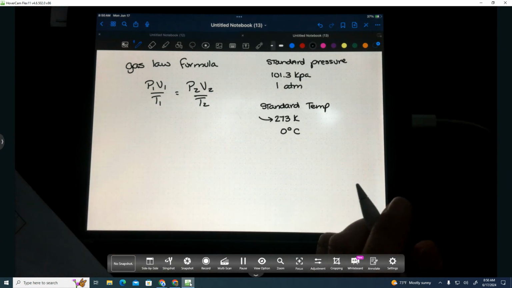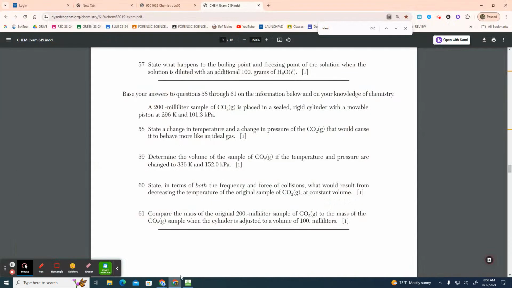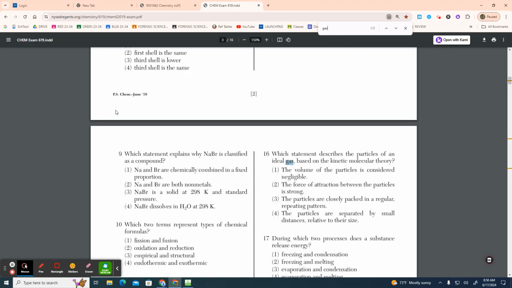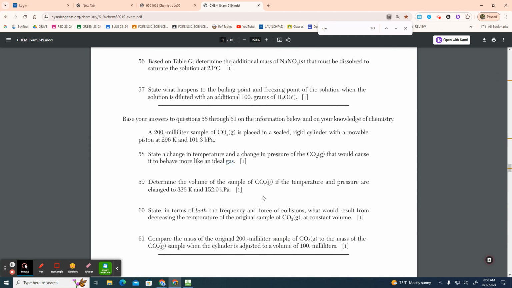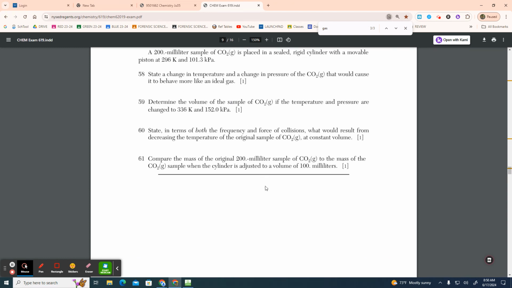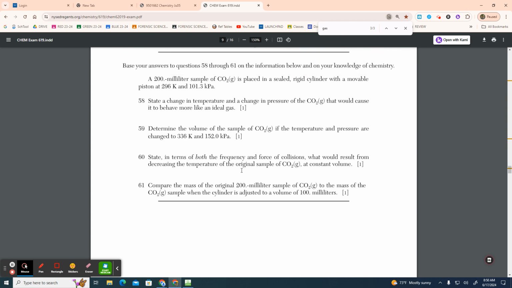All right, let's find a gas law problem. Oh, here it is, 59. Good eye. It says a 200 milliliter sample of carbon dioxide. Let's draw a picture. Let's say it's the day of the Regents and I'm just standing here. Draw a picture. 200 milliliters, that's a volume.